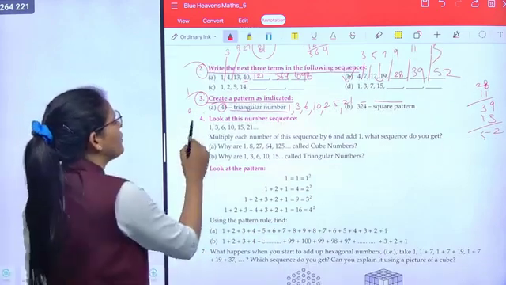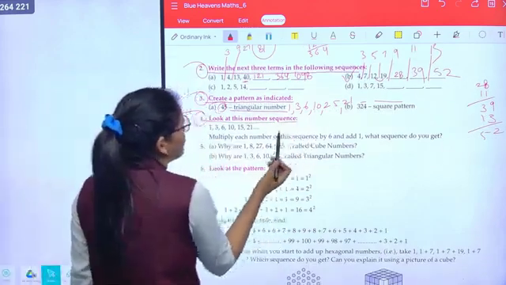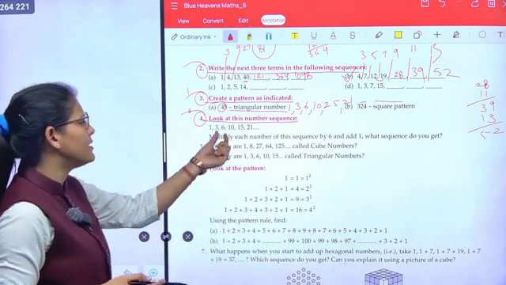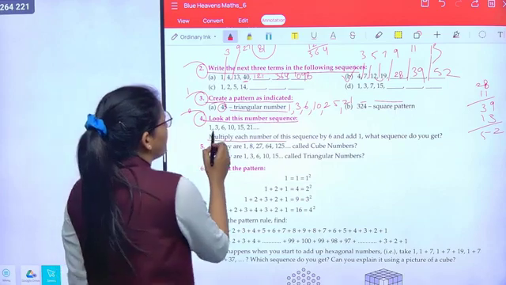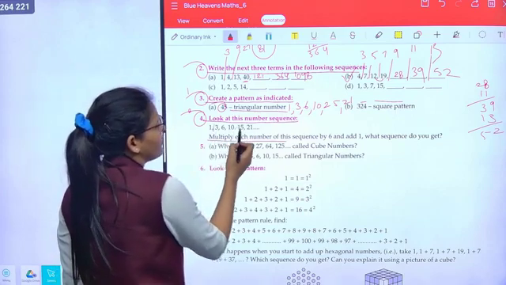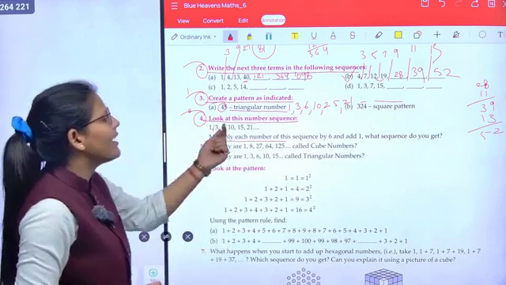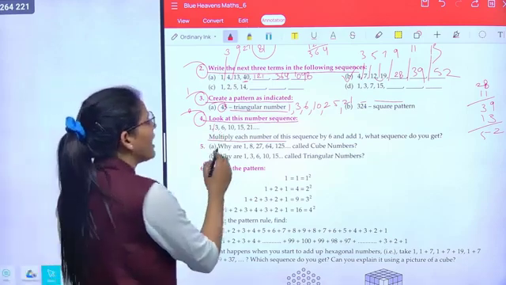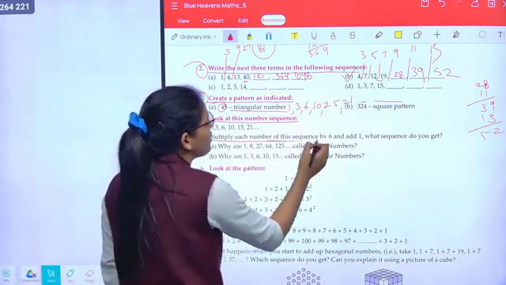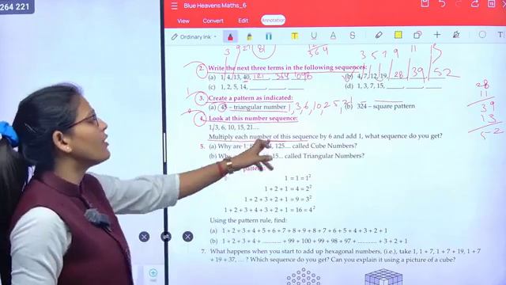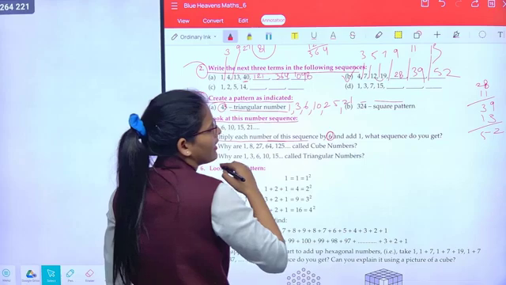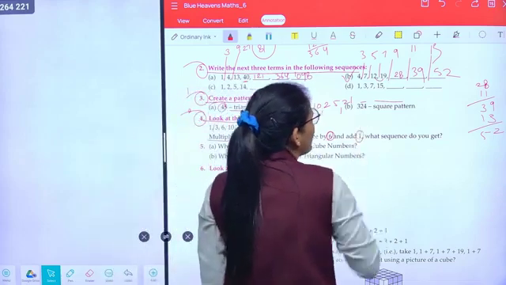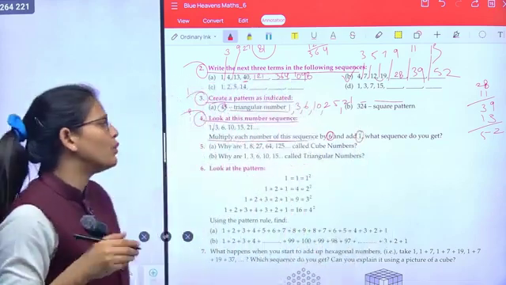Come on, question number 4. Look at this pattern. Look at this number sequence. Class, there is 1, 3, 6, 10, 15, 21. Class, ये triangular numbers हैं. अब उसमें क्या लिखा है? Multiply each number of this sequence by 6. हमें क्या करना है? 6 से multiply करना है. And then add करना है उसमें 1. What sequence do you get?